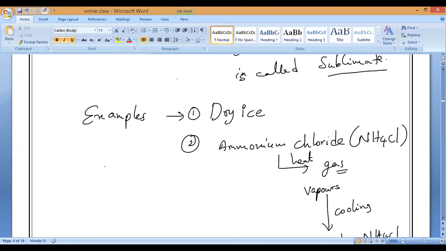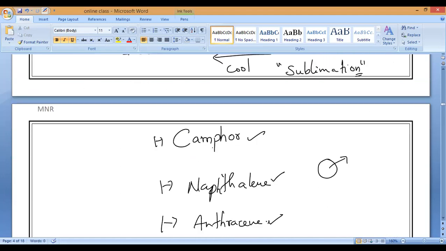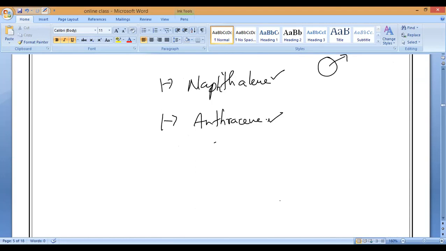In the exam, they might ask you to give any example of a sublimation product. So many examples I'm saying: dry ice, ammonium chloride, camphor, iodine, naphthalene, and anthracene. Please all of you note it down. These are all called sublimate products.